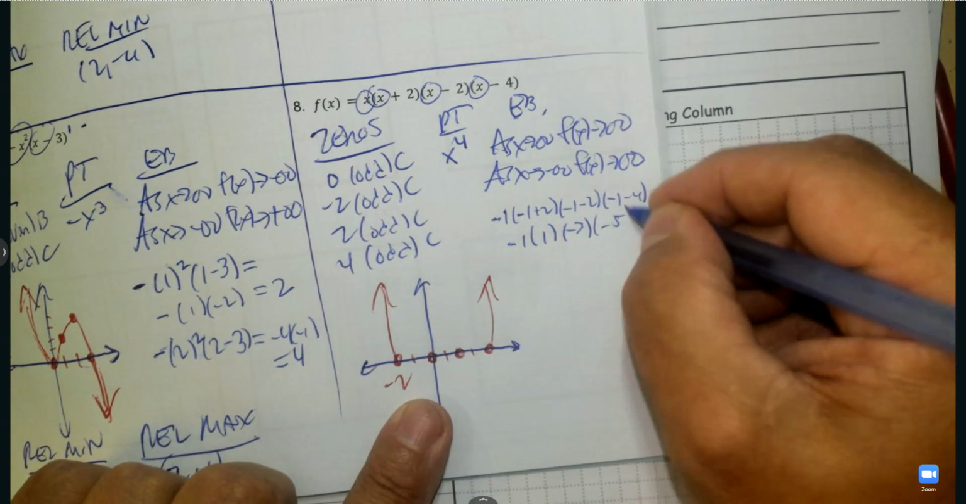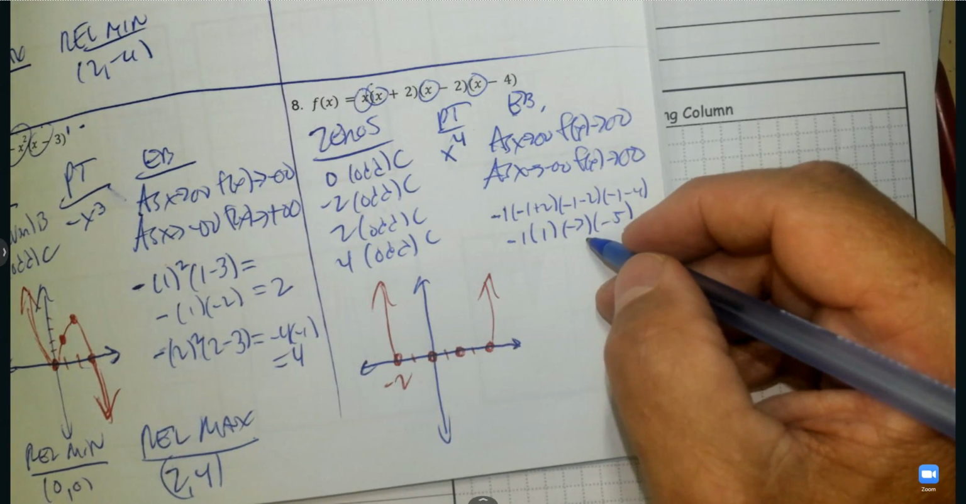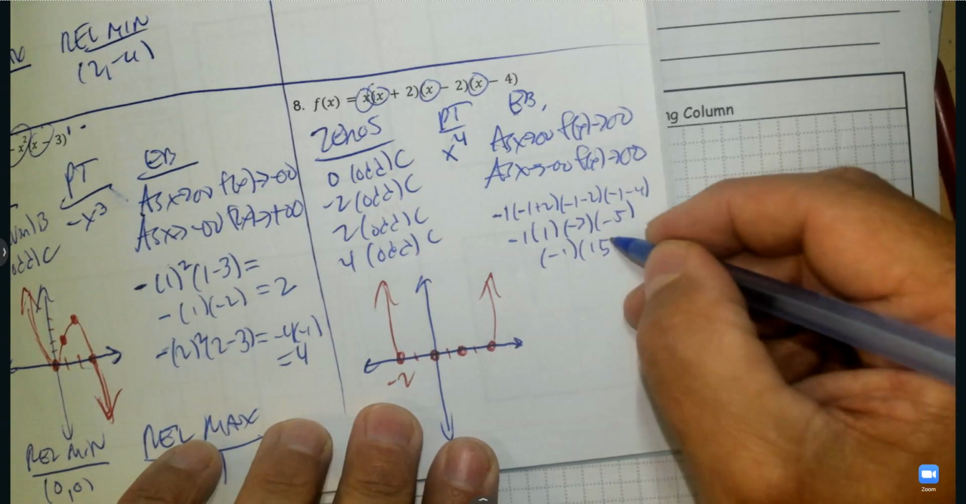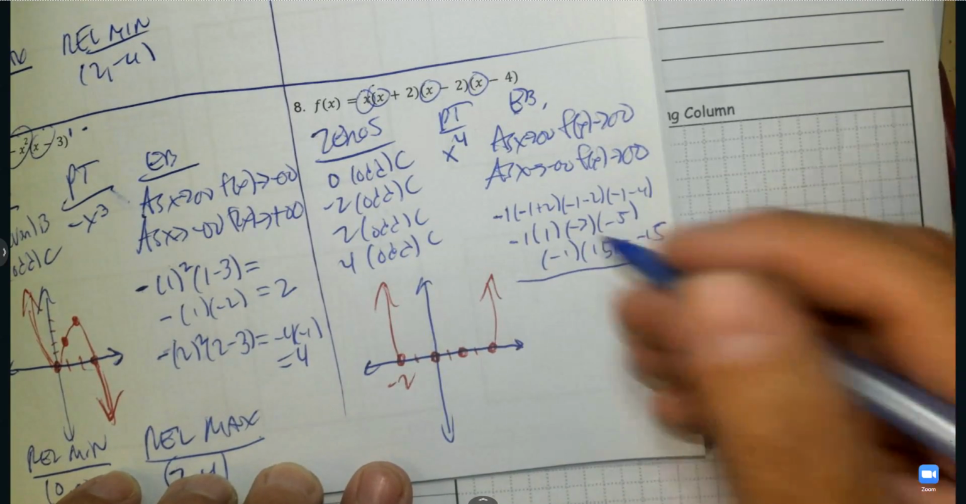So one step at a time. So negative 1 times 1 times negative 3 times negative 5. So that's going to be negative 1 times 15. That answer is negative 15. I'm going to do each one so I can get a sense of the scale first.